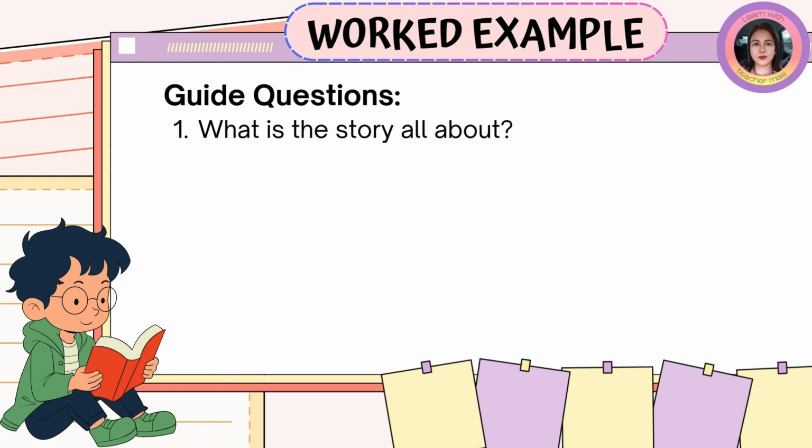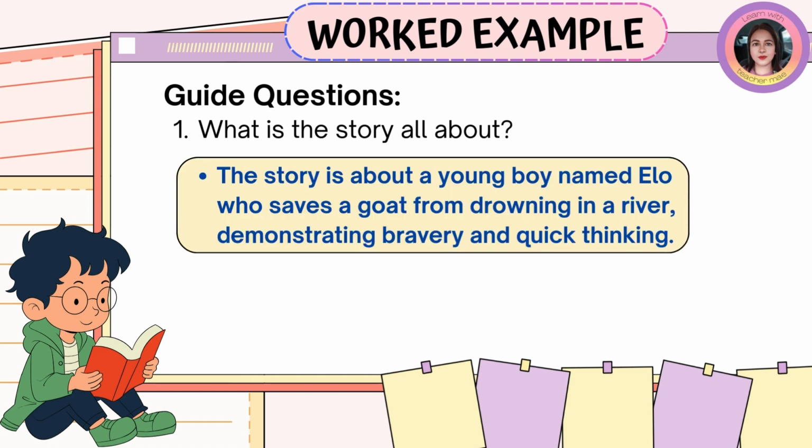Let us answer the following questions. What is the story all about? The story is about a young boy named Elo who saves a goat from drowning in a river, demonstrating bravery and quick thinking.